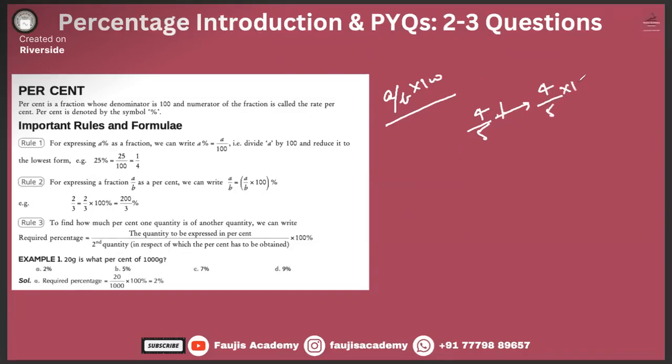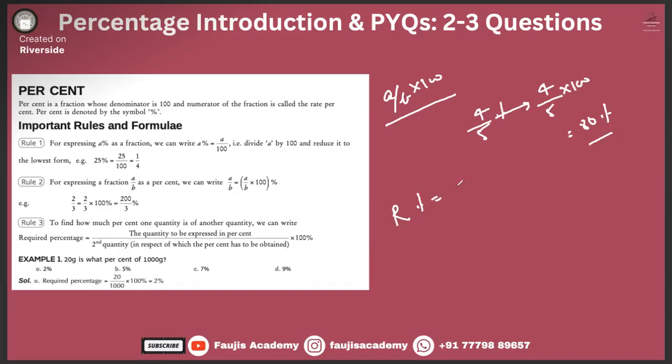4 by 5 into 100. Okay, how much is that? 80%. Right. Rule number 3: to find how much percentage one quantity is of another, we can write requisite percentage. Requisite percentage is equal to the quantity to be expressed in percentage.